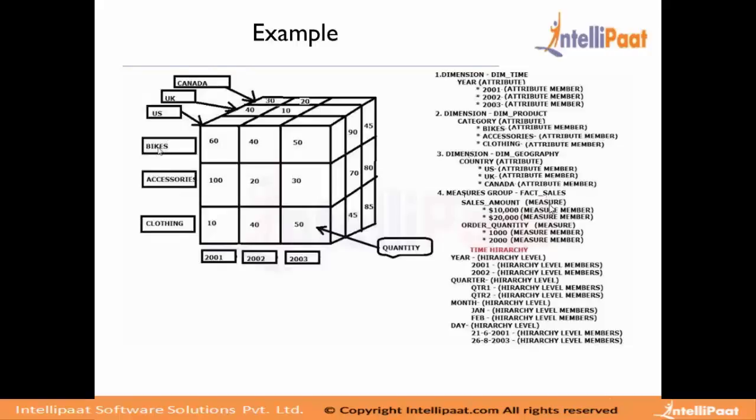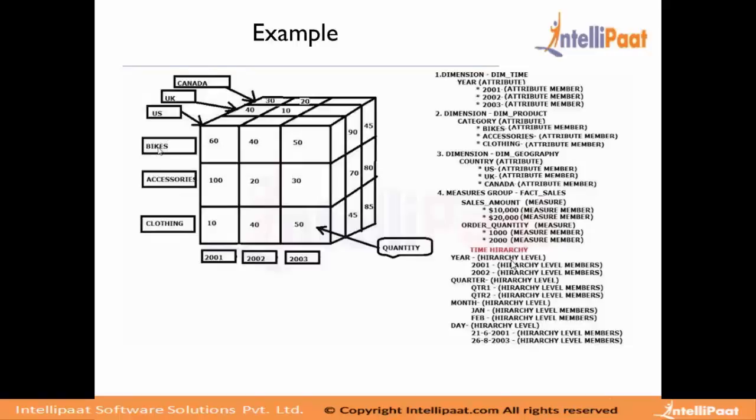Under the fact table, you can see sales amount is our measure. Under the sales amount, the quantities we have, 10,000, 20,000, anything, are called measure members. Same here, 1,000, 2,000 like that. These are called measure members. The fields we have in the fact table are called measures. The fields we have under the dimension are called attributes. Nothing else is there, just try to understand.